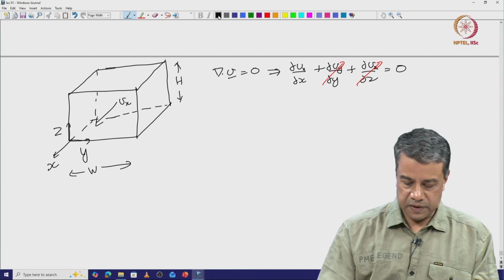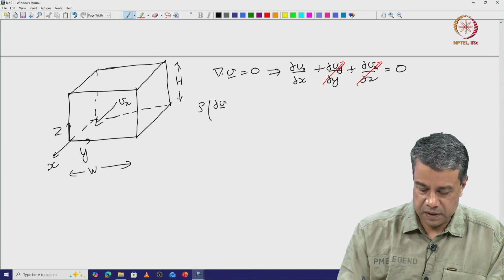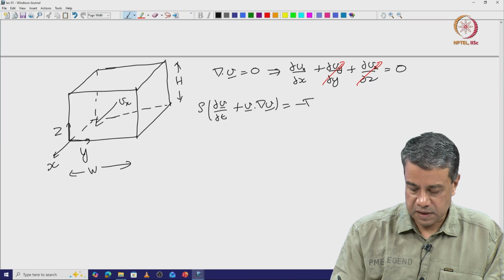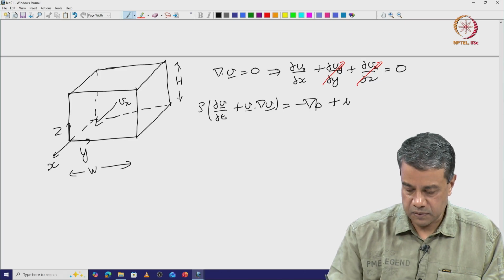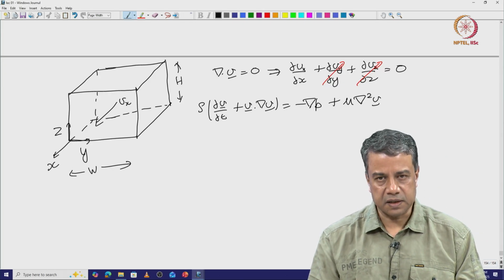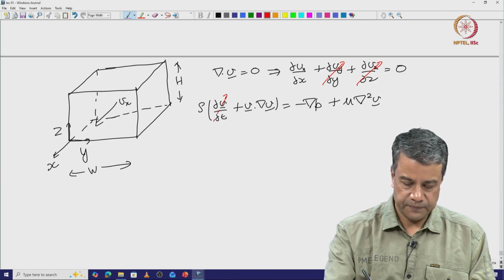Streamwise momentum conservation equation. Recall, in vector form it is written as partial v by partial t plus v dot grad v is equal to minus grad p plus mu del square v. If we take the velocity in the x direction for a steady flow, the time derivative is 0.